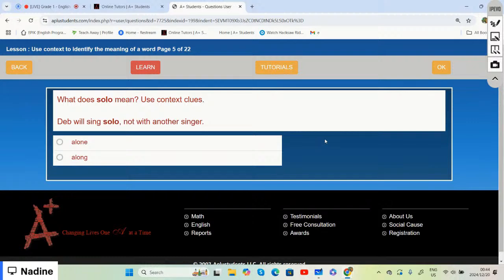Well done. All right, the next one says, Deb will sing so low. What does so low mean? It says, not with another singer. So Deb will sing solo, not with another singer. So what does solo mean? Does it mean option 1, alone, or does it mean option 2, along? Which one is correct?